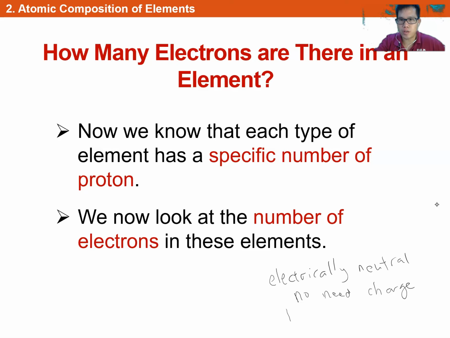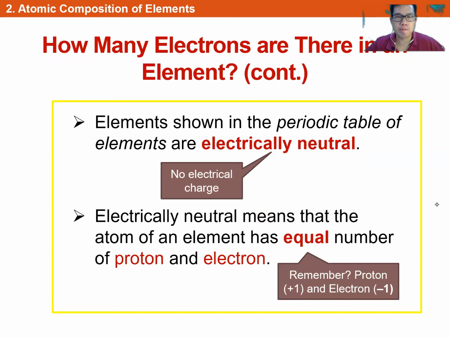So if you have 1 proton, then you have 1 electron. Plus 1, negative 1, so the net charge is 0. So elements shown in the periodic table are electrically neutral, no net charge. This is very important for you to differentiate.